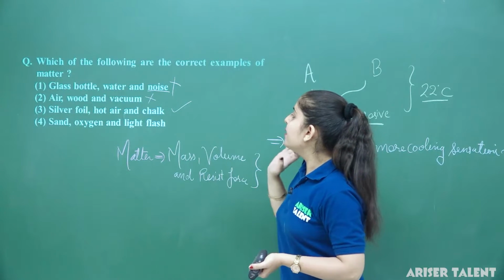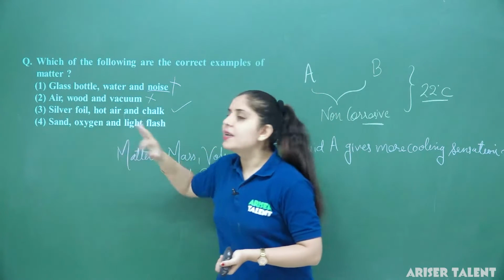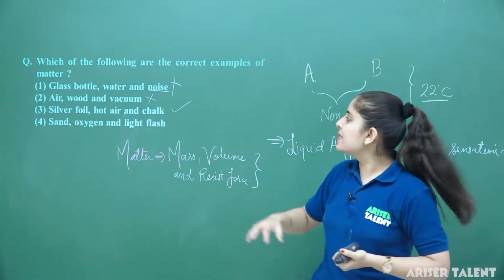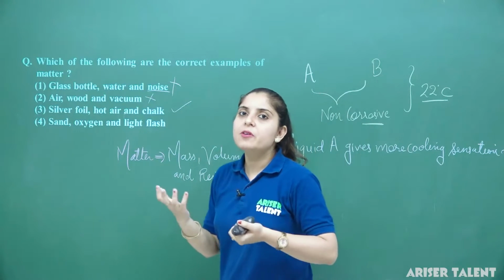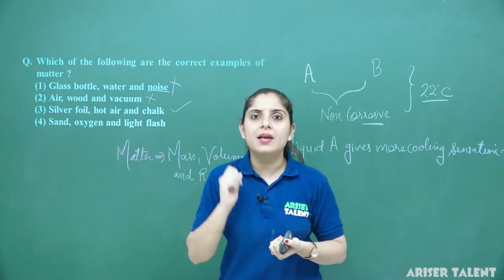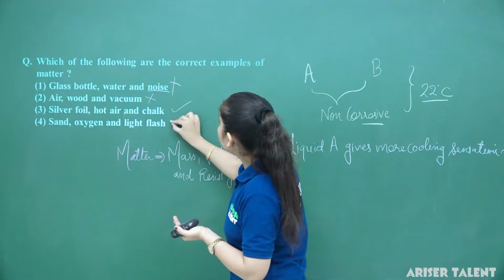Sand, oxygen and the light flash. Sand and oxygen are matter, but the flashing of light, we cannot say it is matter because these are things we will feel. So something we feel is not a matter. Something that has a mass and occupies space is termed as matter. So again the fourth option is wrong here.